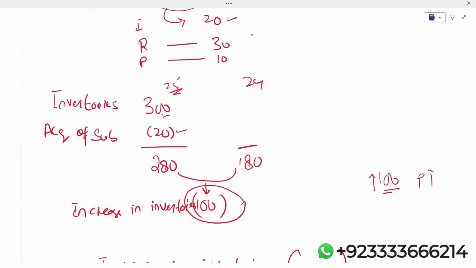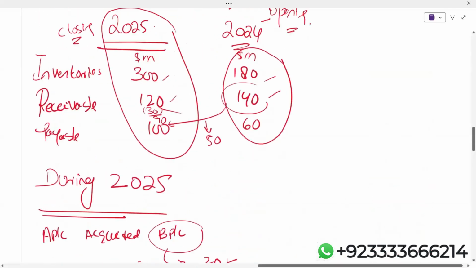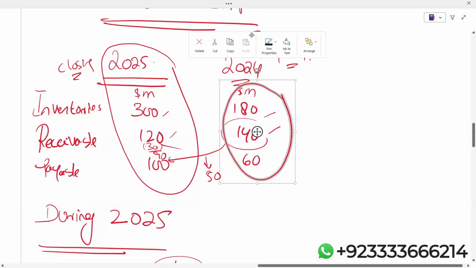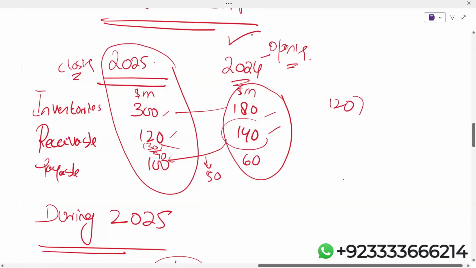Now if your examiner says 180, 300 directly, the difference is 120. Now try to understand. We know that an increase in inventory we have to show as an outflow.